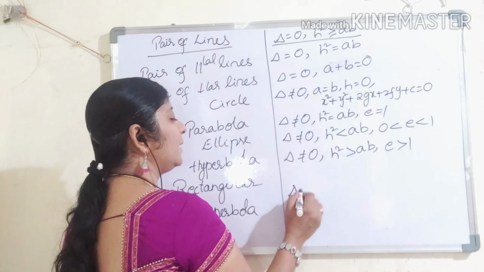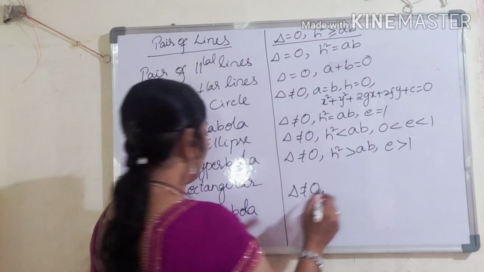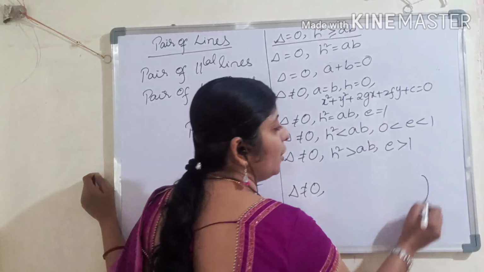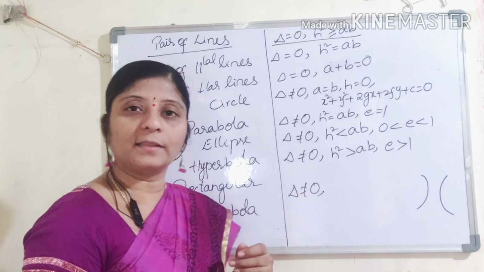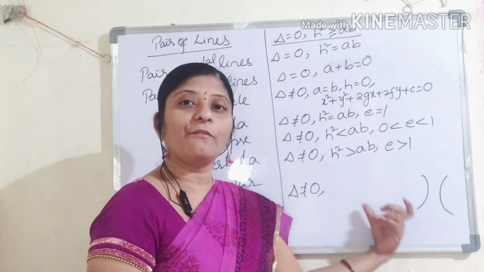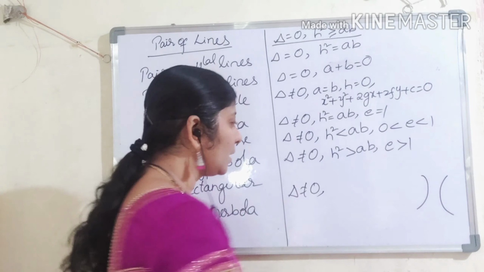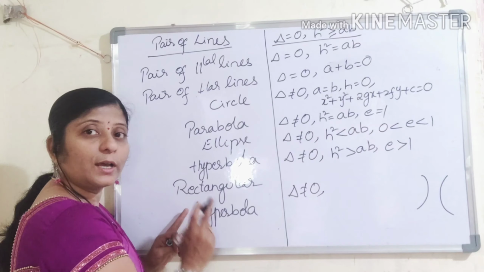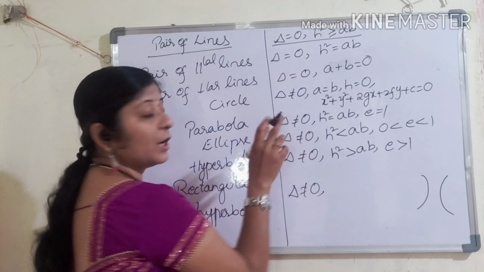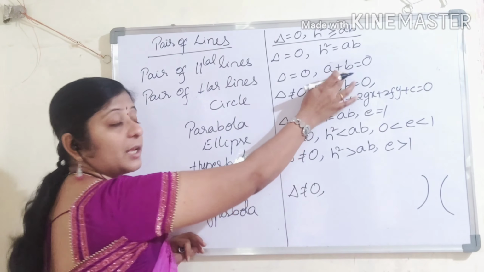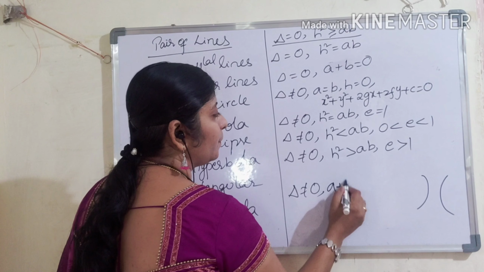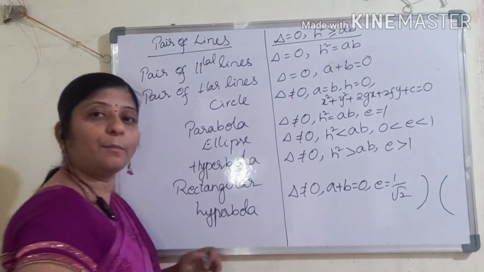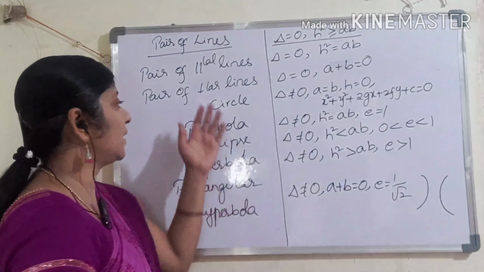Here also we have the delta not equal to 0 condition. But here we are saying rectangular hyperbola. I have already told you the hyperbola will be like this. These two half branches, we can say, are at 90 degrees. Then we get rectangular hyperbola. That means for rectangular, we have the condition a plus b is equal to 0. And eccentricity will be root 2. These are the conditions.